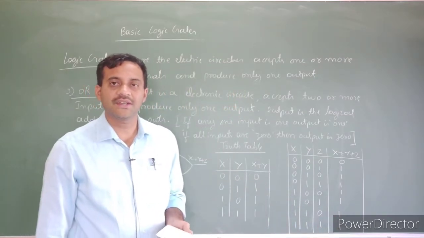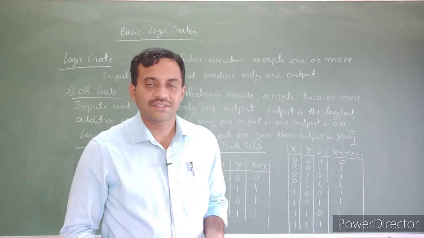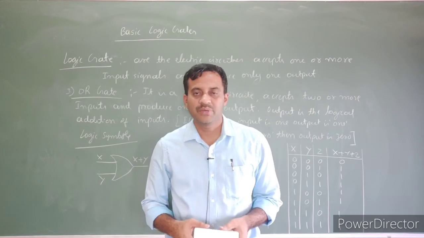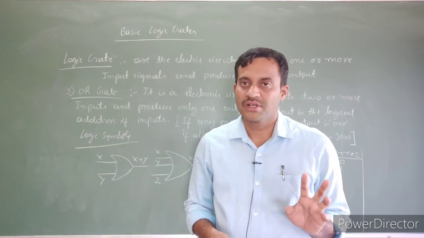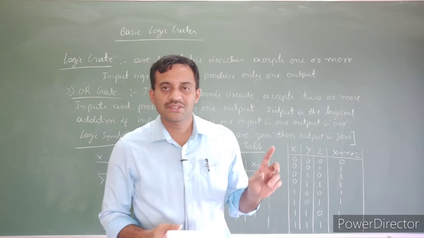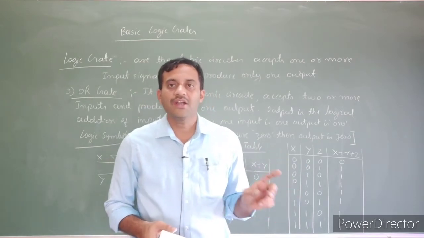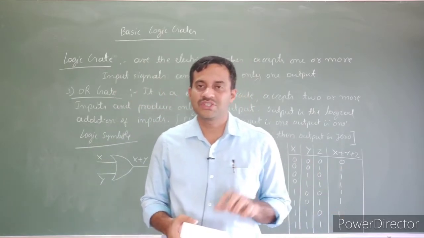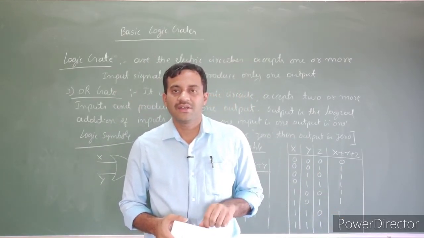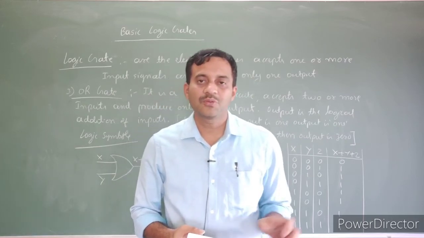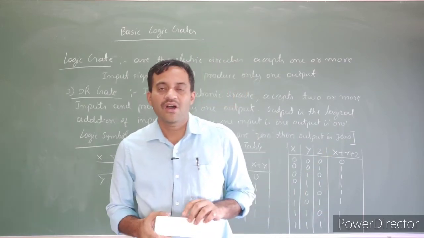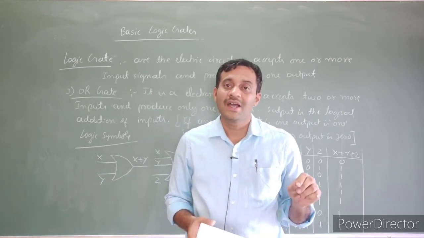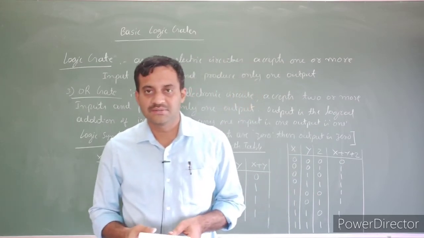So these are the logic gates. Logic gates are electronic circuits that accept one or more inputs but produce only one output. There are 3 types of logic gates: NOT gate, AND gate and OR gate. NOT is also called inverter gate. It complements the input signal. AND accepts 2 or more input signals, and the output is logical multiplication. OR accepts 2 or more input signals and produces only one output, that is the logical addition of the input signals.